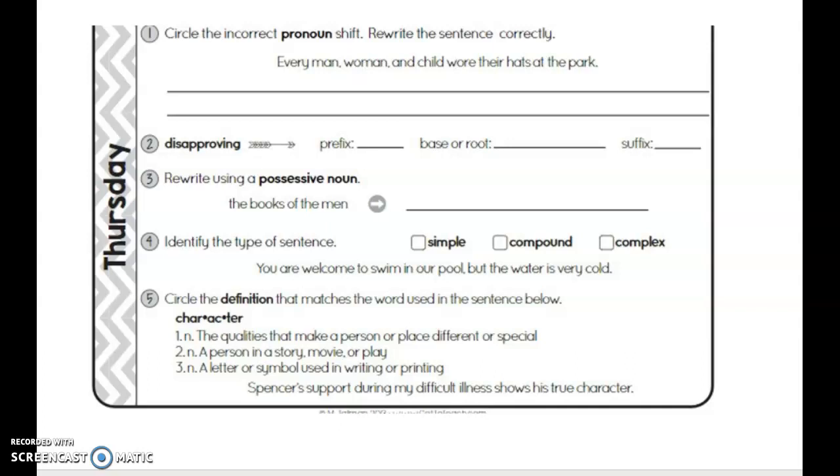And number five, circle the definition that matches the word that is used in the sentence below. The sentence is, Spencer supports my difficult illness, shows his true character. So all you need to do is figure out which character those definitions relate to and choose the best one to support our sentence. All right, good luck.